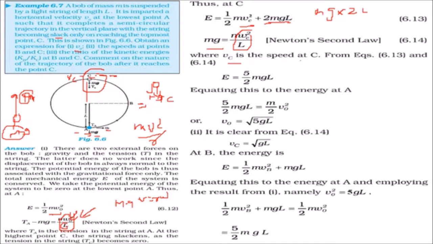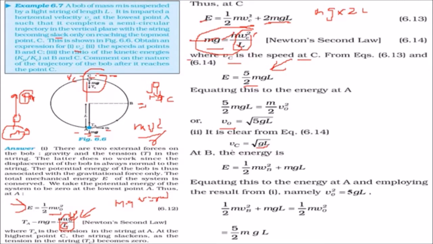So we see the speed at C, when we take these two equations and try to solve them, we get E equal to 5 by 2 mgl. Now when we equate this to the energy at A, half mv0 square, we get v0 equal to under root 5gl. Now VC can again be computed from this equation, and VC becomes under root gl.